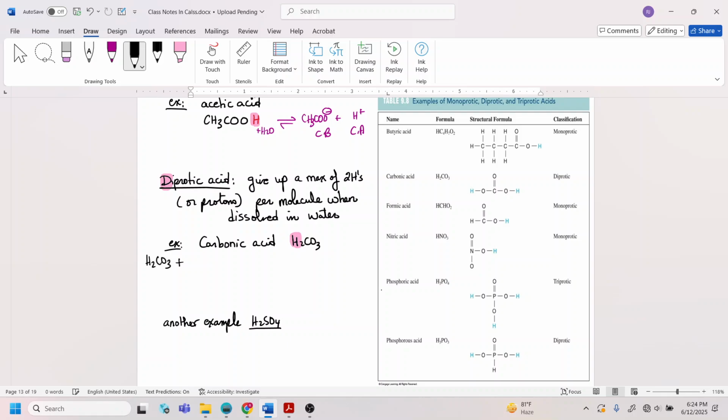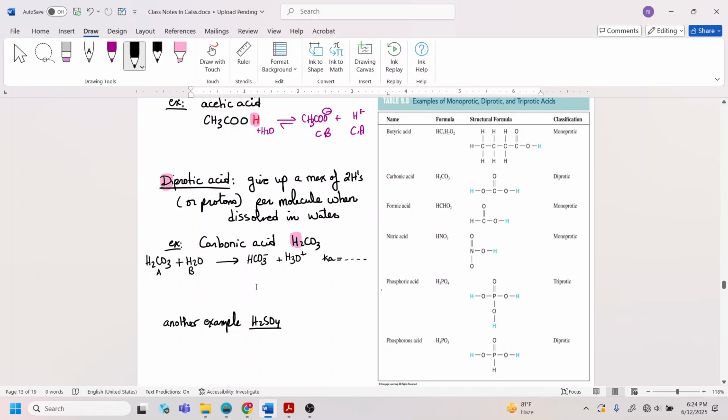So carbonic acid, we are reacting it with water. That's going to be our acid. This is going to be our base, the Bronsted-Lowry acid and the Bronsted-Lowry base. So the base is going to come and take one of these hydrogens, and you're going to end up getting an HCO3 minus plus H3O plus. This is going to be the first dissociation that is going to have a Ka value over here.